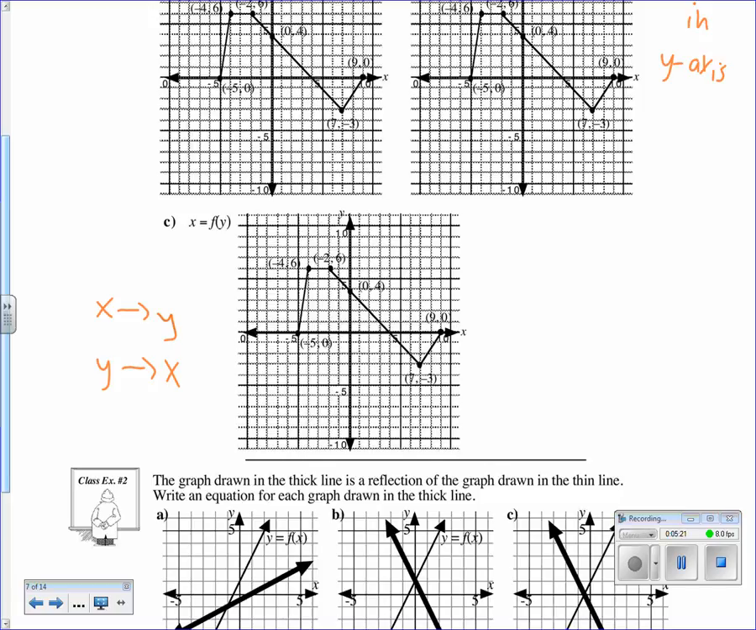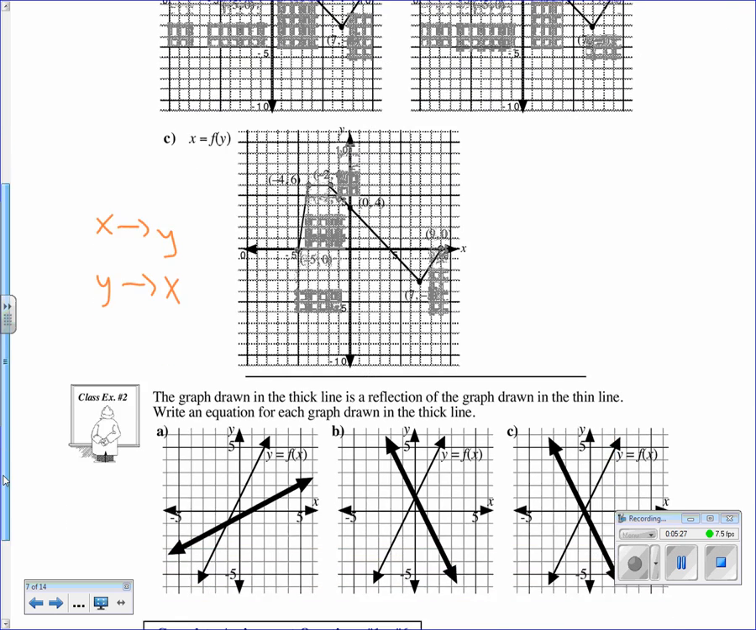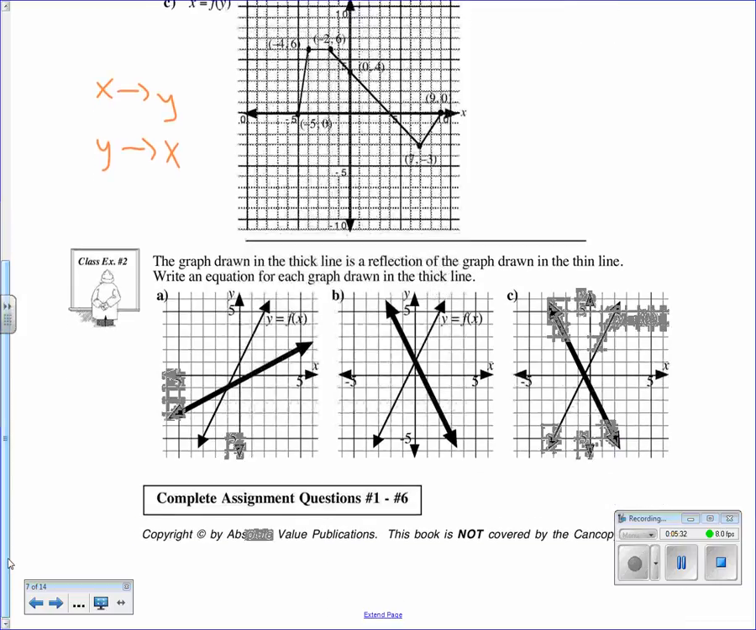One more set of graphs to inspect. So you can plot those points. You'll find those answers plotted also in your answer key. What's happening with these graphs? Take a look.